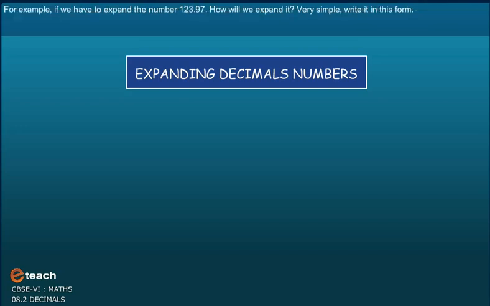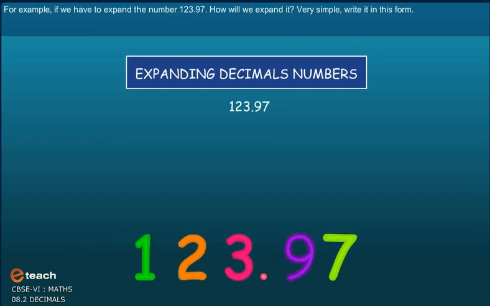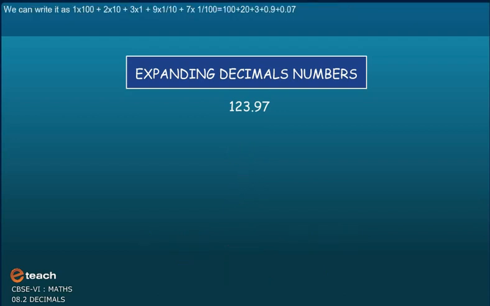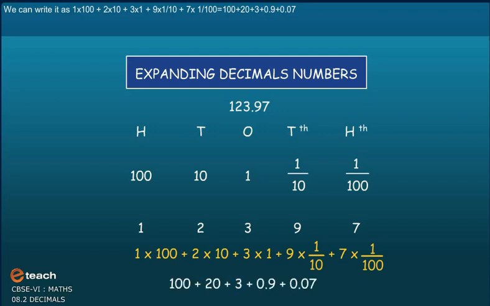For example, if we have to expand the number 123.97, how will we expand it? Very simple. Write it in this form. We can write it as 1 into 100 plus 2 into 10 plus 3 into 1 plus 9 into 1 by 10 plus 7 into 1 by 100. That is 100 plus 20 plus 3 plus 0.9 plus 0.07.